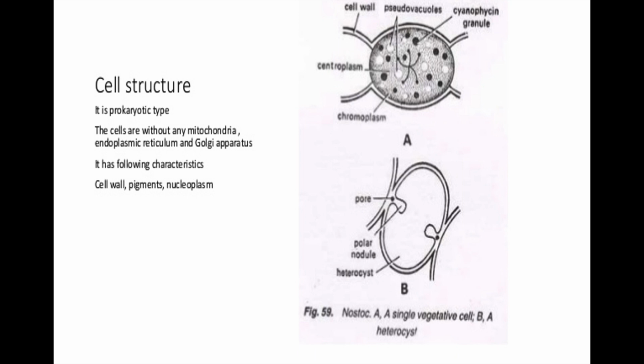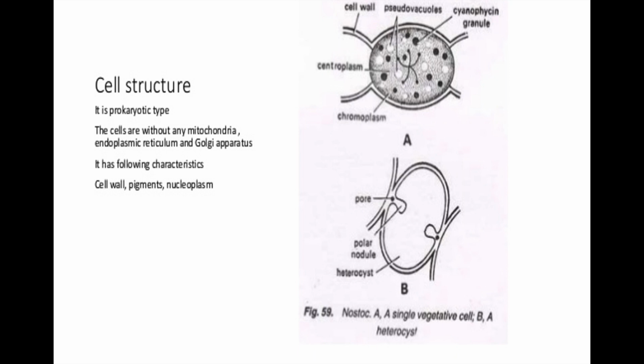Vegetative cells are spherical or oval in shape, sometimes barrel shaped also. They are loosely joined with each other. They have a structure similar to that of Cyanophycean cells. In the previous video of Cyanophyceae, I have explained the Cyanophycean cells.